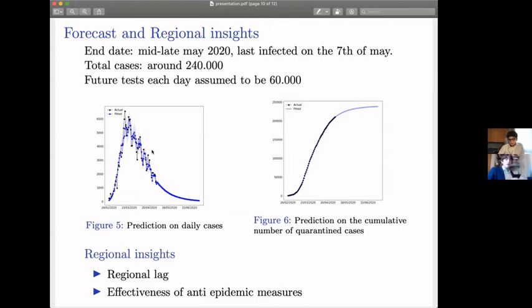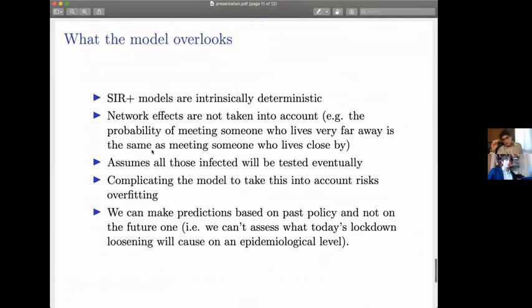Well, now Marco will tell us about some issues that this kind of modeling presents. All right, so as Lorenzo has shown, this kind of modeling is really interesting. It fits the data really well, and the forecast seems very reasonable.